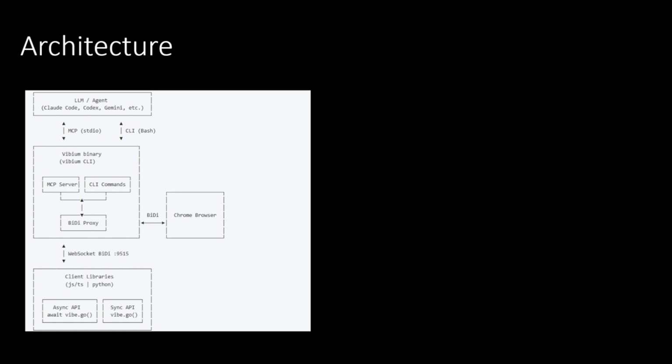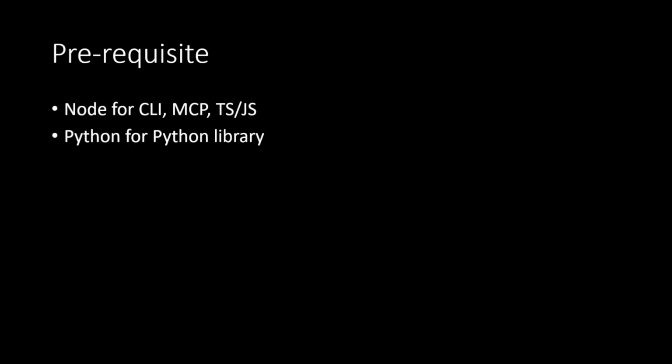Now this is the architecture. This is the Vibium library, which is available in different formats. MCP server is available, CLI commands are available. So we can interact with the Vibium library with the help of an LLM, and the Vibium library in turn will be connecting with the browser using BiDi. Similarly, we can use Python or JS/TS to interact with Vibium to perform the interaction with the browser.